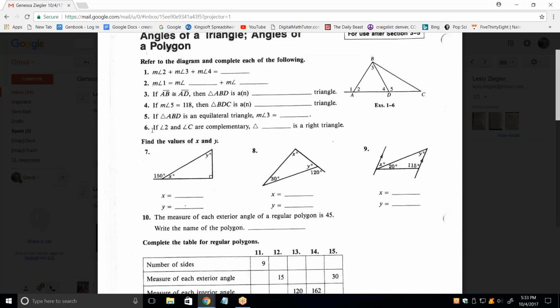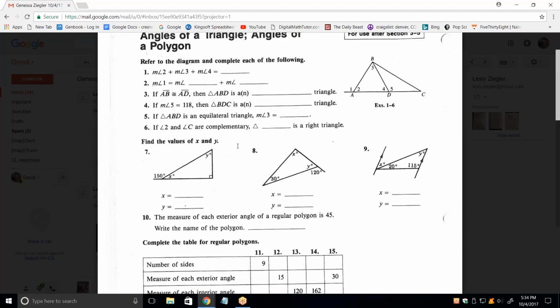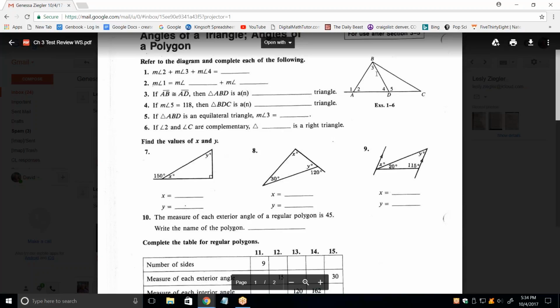If angle 2 and angle C are complementary, then what is a right triangle? Would it be ABC? Correct. In other words, you have to be able to see all three triangles here, which is sometimes a little tricky. But there's that triangle, and then the big triangle. And those are the two acute angles of the big triangle, which makes it a right triangle.